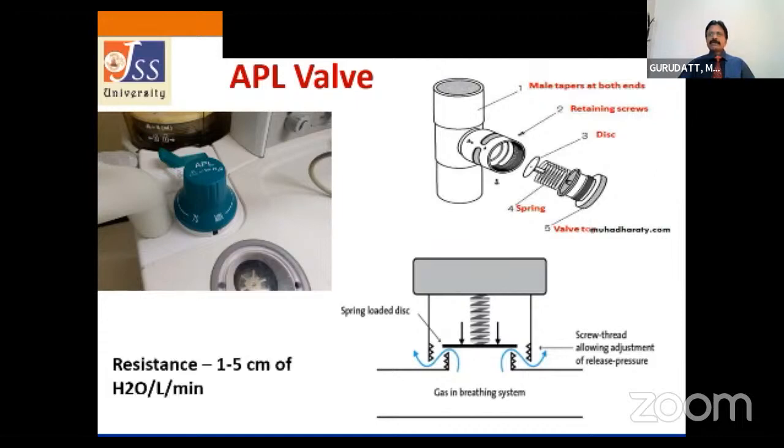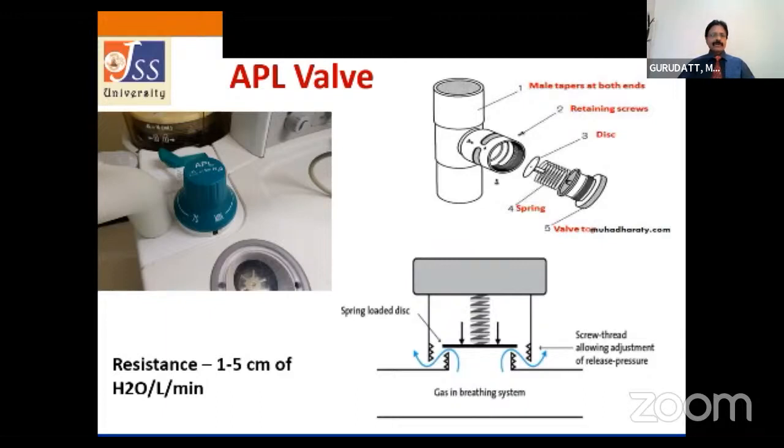So what is the resistance offered by the valve? It offers a resistance even when it is completely open. The resistance offered by these valves is about 1 to 5 centimeters of water. That is why in a pediatric circuit we ideally should not have the valve, because if you are allowing the child to breathe spontaneously, even that 1 centimeter of resistance may not be countered by the work of breathing of the child. It increases the work of breathing, and problems can start.